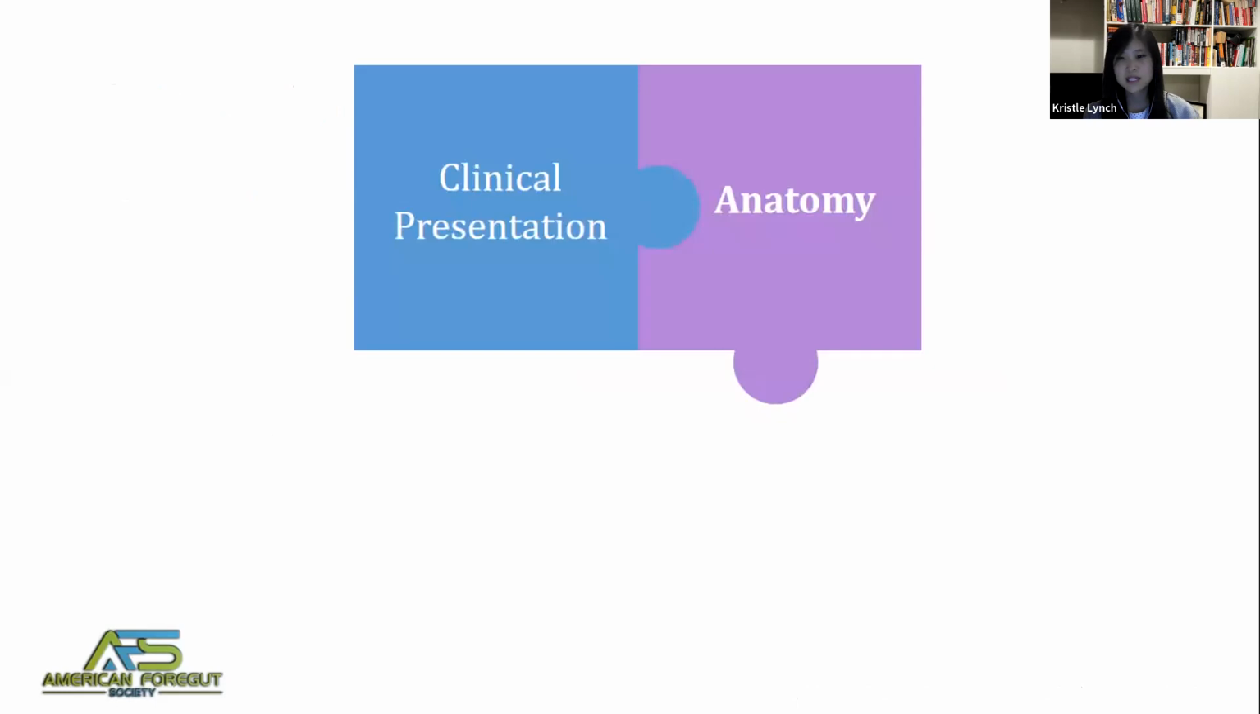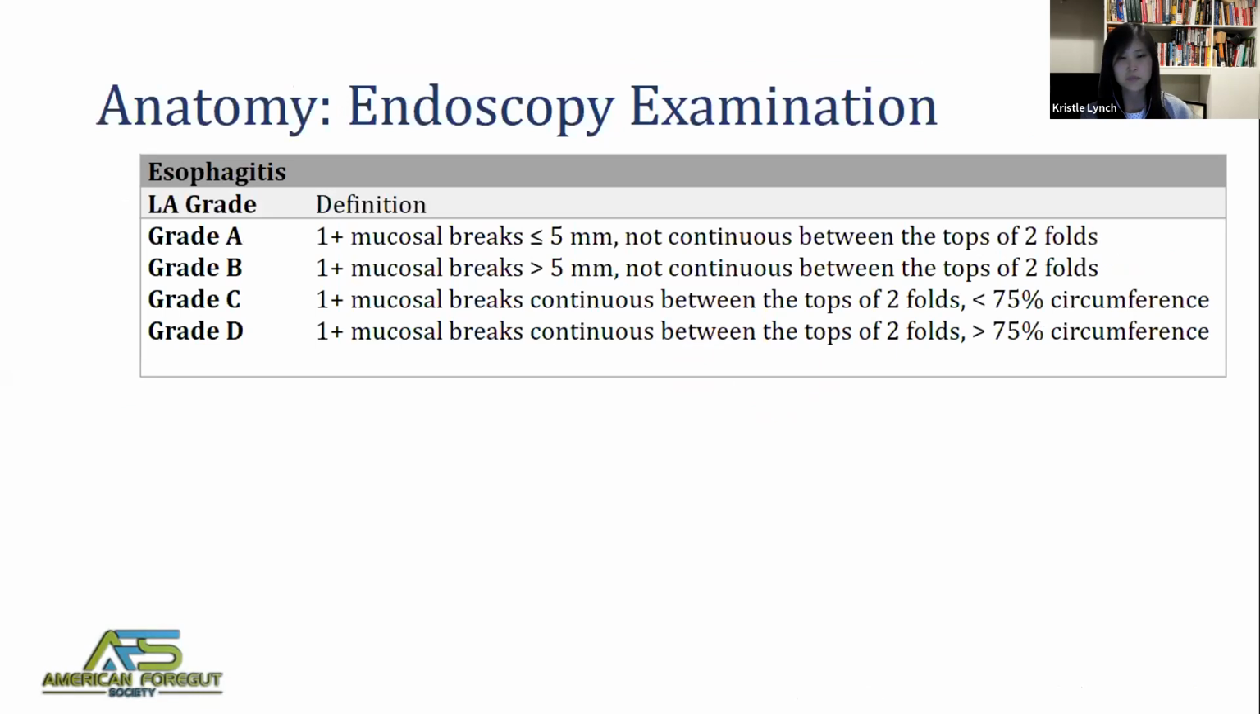Next, we'll look at anatomy. As a gastroenterologist, clearly this is typically done by endoscopy, but I also will look at barium swallows and often CT scans. On our endoscopic examination, the first thing I'm going to look at, of course, is for esophagitis in the distal esophagus. And so we have the LA grades here.